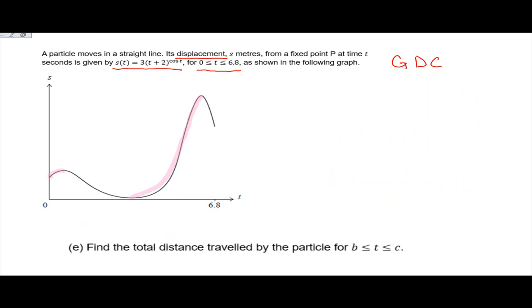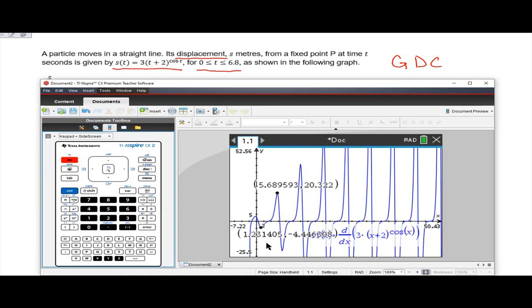All right, so let's take a look at the last part of this question, part E. Find the total distance traveled. This formula is actually in the formula book. Remember, total distance traveled is when we integrate the absolute value of the velocity function. So find the total distance traveled by the particle for when the time is between b and c. Remember we found those earlier: 1.2314 and 5.6895.